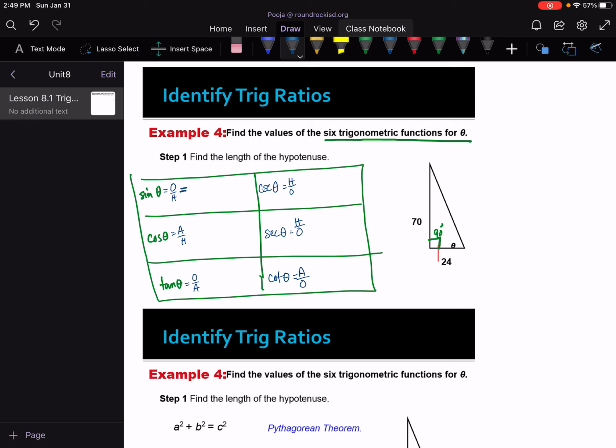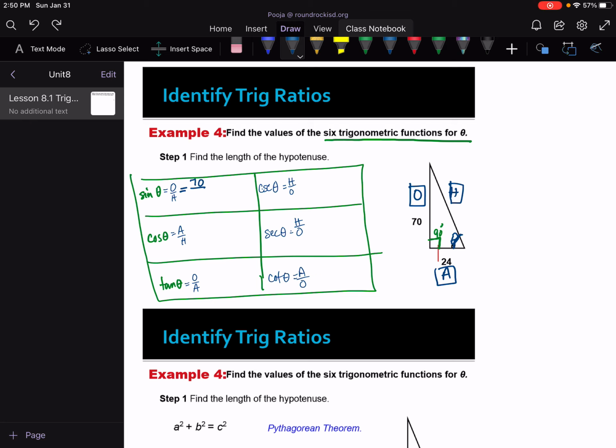So this is opposite over hypotenuse. Let's label this tangent. This is hypotenuse. This is opposite. No, this is opposite. Okay, and this one's adjacent, right? Why? Because this was theta. This was my reference point. So I'm like, all right, opposite is 70, and hypotenuse, whoops, I don't even know hypotenuse. And that's going to be a problem with each of the 6 trig ratios.